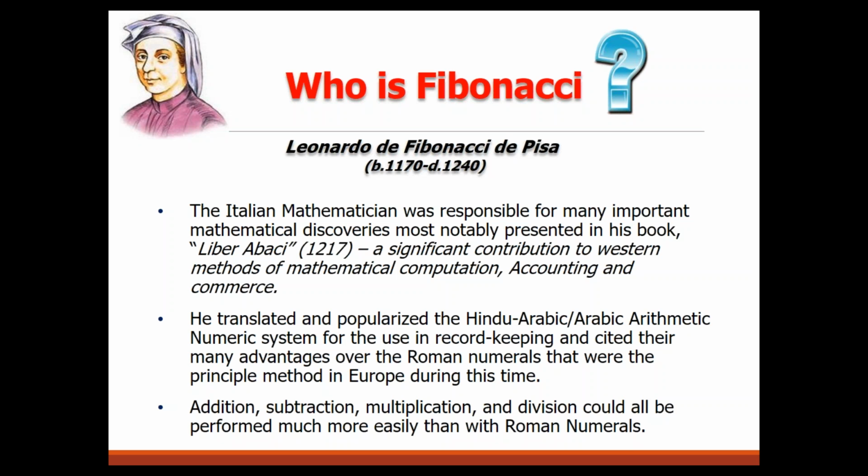But his book translated and popularized the Hindu-Arabic, or simply Arabic, arithmetic numeric system of the time for use in record keeping, and cited their many advantages over Roman numerals, which was the principal method in Europe throughout this time. Also, he noted that addition, subtraction, multiplication, and division could all be performed much more easily than with the Roman numeral system.